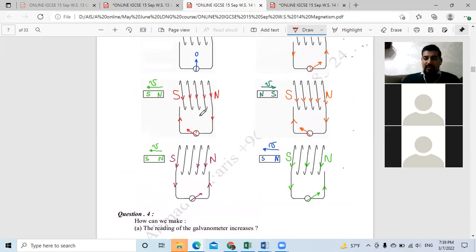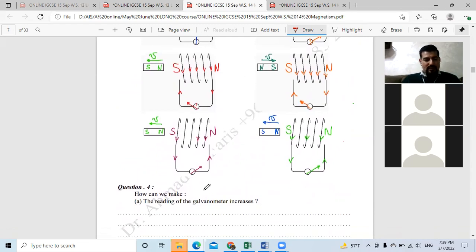Which Italian scientist? Galileo? No, Galvani. That guy, Galvanometer. Yes, galvanometer.